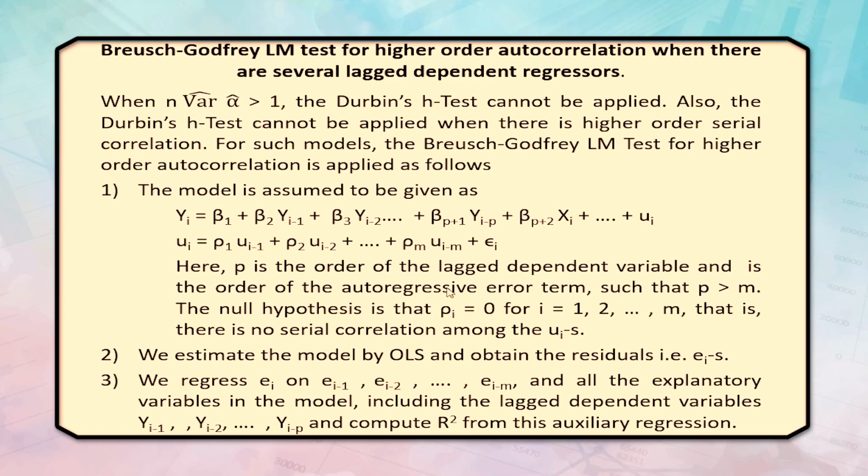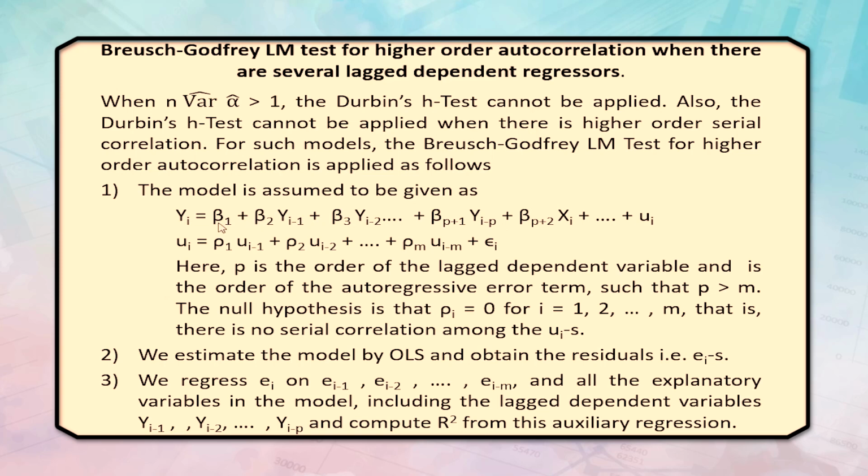For convenience, we will take the model formed in such a way that p is greater than m. The null hypothesis again is that there is no serial correlation, that means rho 1 equals rho 2 equals dot dot dot rho m, and these are all zeros. So, all the rho i's are equal to 0, and the alternative hypothesis is that at least one of the rho i's is not equal to 0. So, how do we do this test? We begin as usual with ordinary least squares estimates of the residuals, that is ei's, from the mother model.